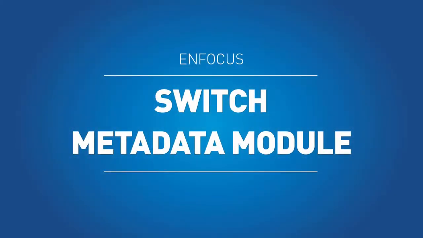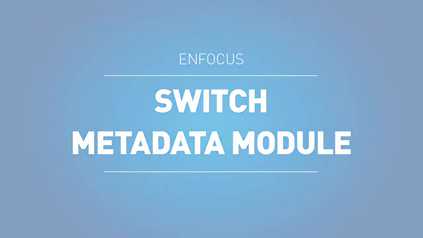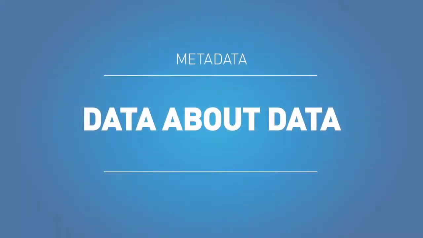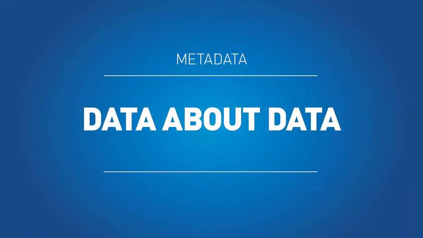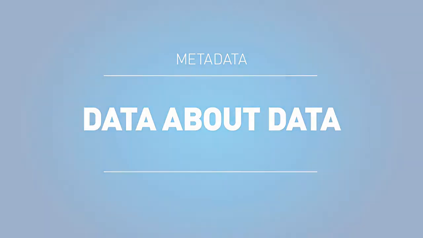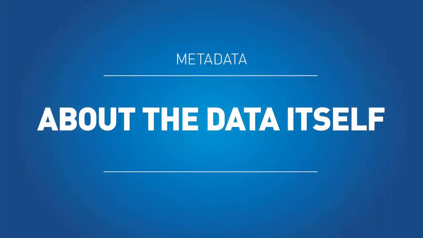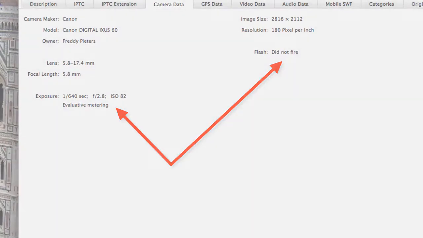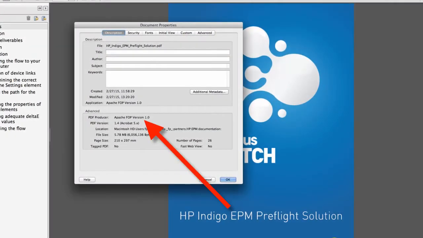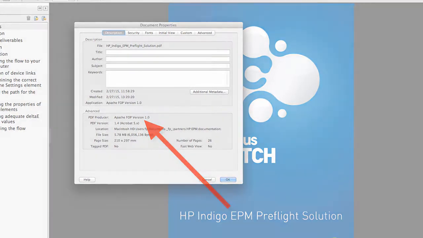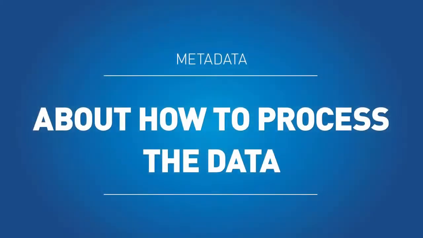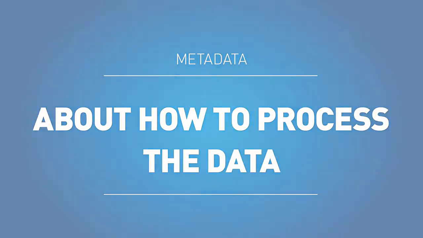As the name suggests, the purpose of the metadata module is to add support for using and creating metadata in Switch. Metadata is data, or information about the data, and this can be of two kinds. It can be information about the data itself. How was the photograph taken? What application generated the file? To what production order does the file belong?